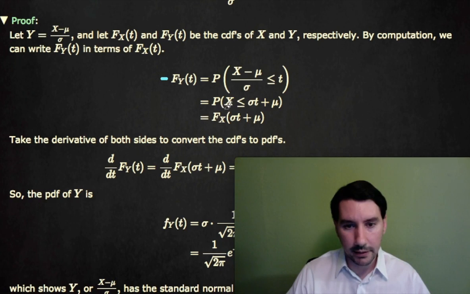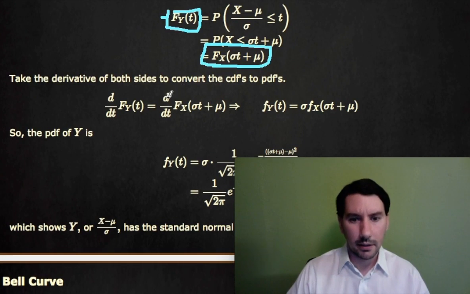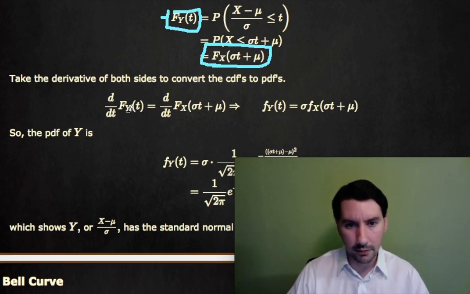Which is, since this is the probability x is less than or equal to this number, the CDF of x evaluated at sigma t plus mu. So we've shown that F_Y(t) equals F_X(sigma t plus mu). Now we can take the derivative of both sides to convert them to PDFs. The derivative of the CDF of y is the PDF of y, and the derivative of the CDF of x at sigma t plus mu, by the chain rule, would pull out a sigma. So we get sigma times f_X(sigma t plus mu).